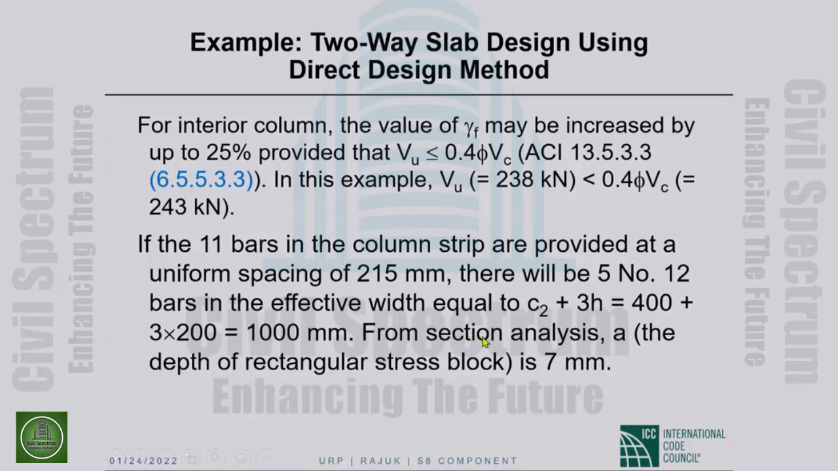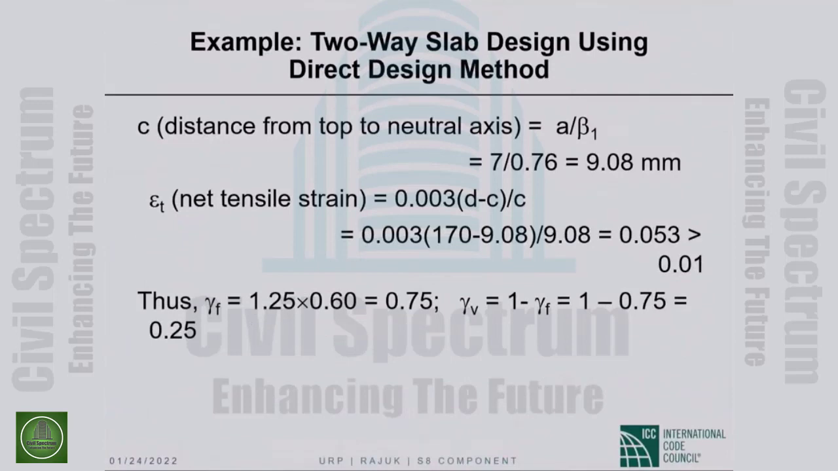We know our section is 1000 wide. It has a depth of 200 millimeters. Effective depth, if you calculate for the number 12 bar, comes to about 170. So for the moment that has to be carried, the stress block depth comes out to 7 millimeters. For the moment that this moment transfer band will resist, it gives us 7 millimeters of stress block depth.